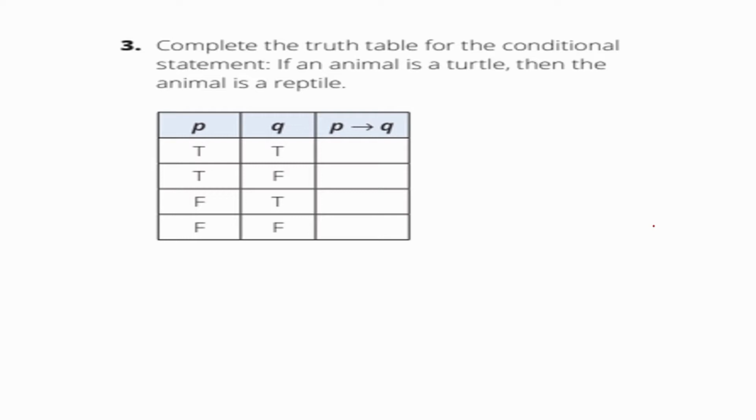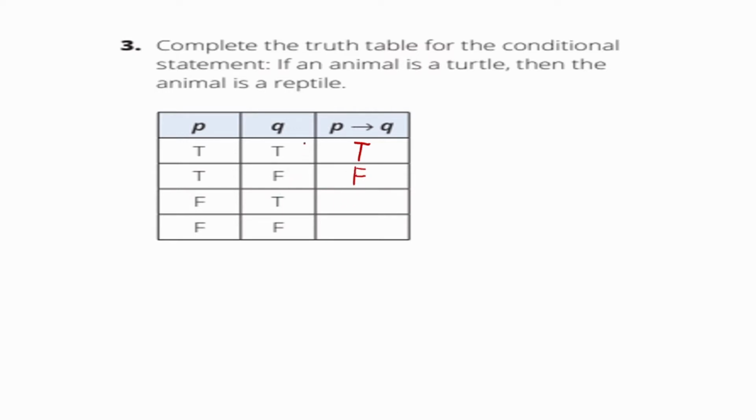Awesome. Next up, we have our truth table for conditional statements, basically an if-then statement. So it says, if an animal is a turtle, then the animal is a rectangle. So our first one, if P is true and Q is true, then our statement is true. Our second one, if the animal is a turtle, then the animal is a reptile. P is true, and our Q is false. That is false.